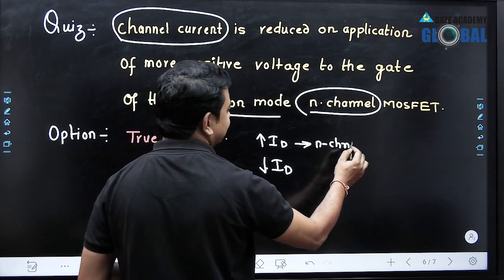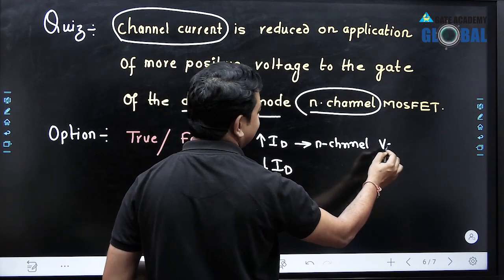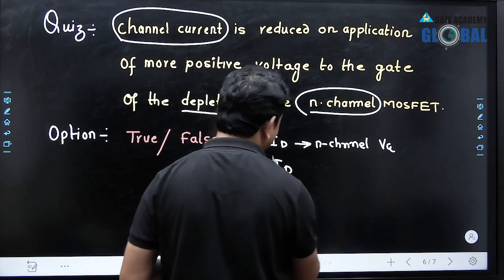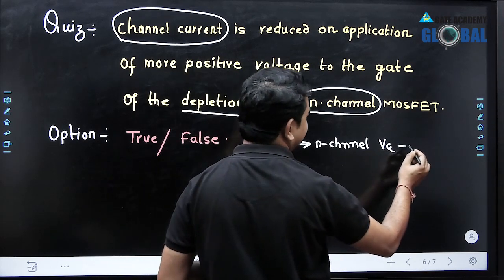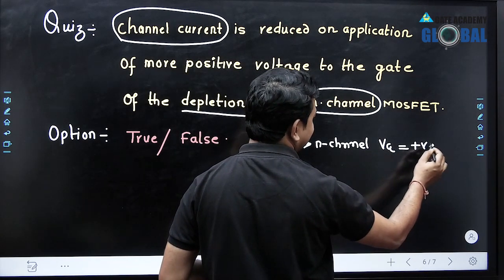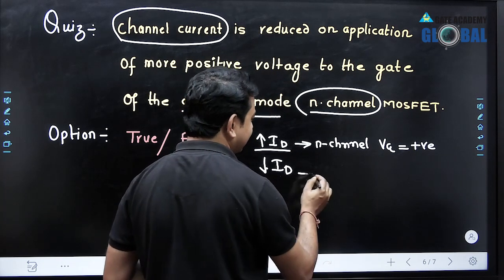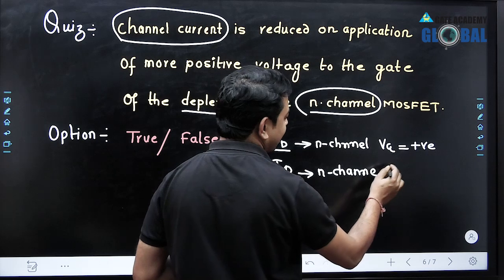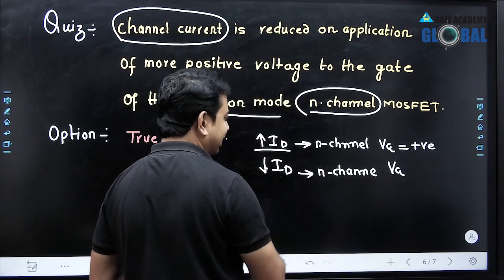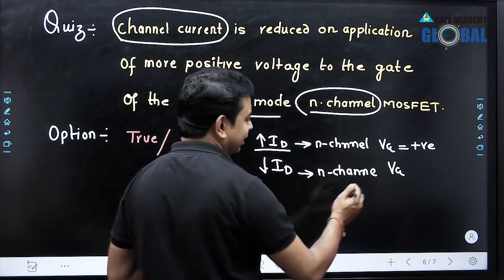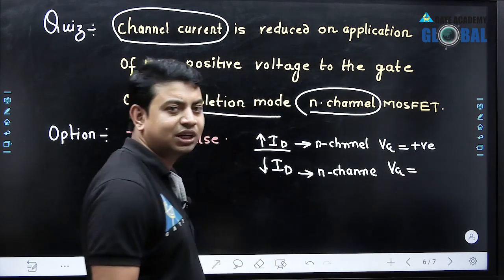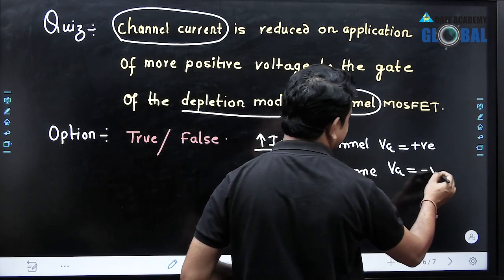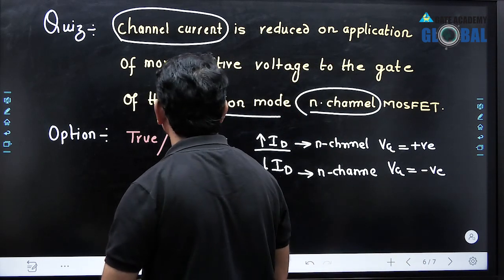If you want to increase the magnitude of current, and we know that this is an N channel, then we have to apply a gate terminal voltage which will attract. It must attract because we want to increase the current. So if you want to attract the electrons for an N channel, that means we have to apply a positive voltage. And if we want to decrease the channel conductivity and the magnitude of current, we must apply a negative voltage. Now, understood, what is the question?